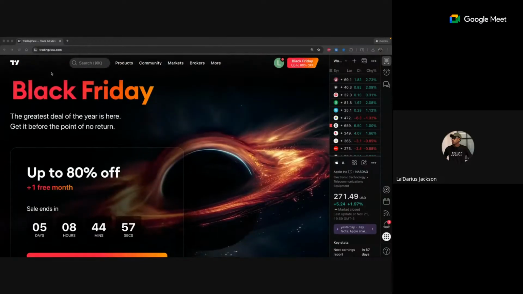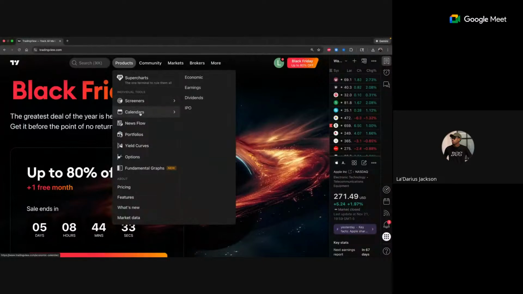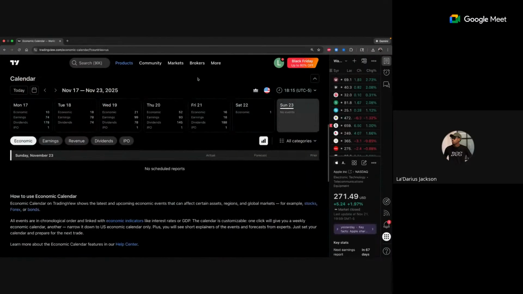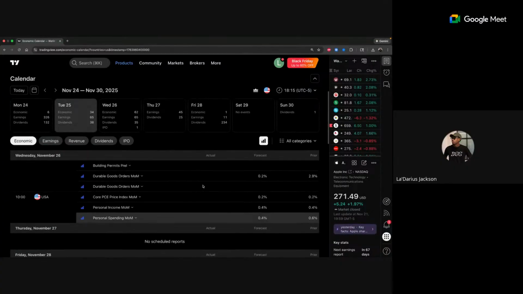All right, so where do I want to go? I want to check the economic calendar. I like to check the economic calendar before the week starts because I just like to know what's happening. Lately, the economic calendar hasn't really been much help because the government was closed for over 40 days. But now that the government is back open, we can reliably look at the economic calendar to see what's to come for the week. So what I like to do is go to products, calendars, and then economic. And then we want to look at the week of the 24th, and then scroll to the top.